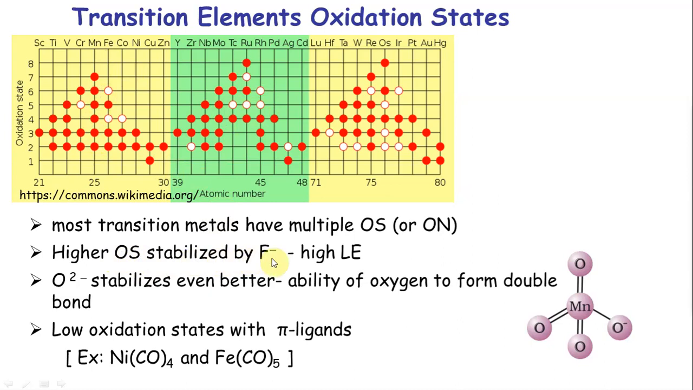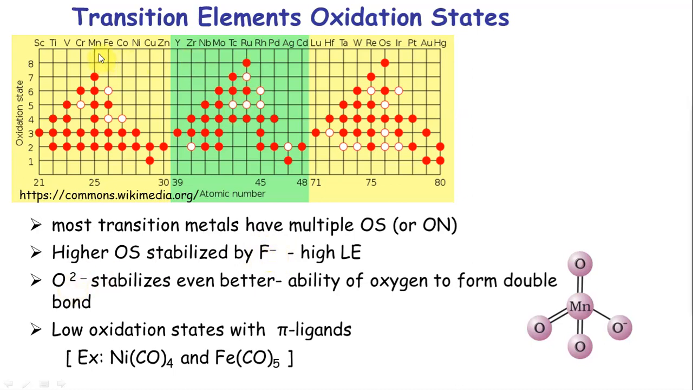So when you want to look at your halides, among halides, fluorides stabilize higher oxidation numbers better than the bromides and chlorides. The reason is that something has to stabilize them: the high lattice energy. Lattice energy is based on charge density, right? So this is a small anion, so lattice energy is very very high, so it stabilizes it. But even better than fluoride is oxide.